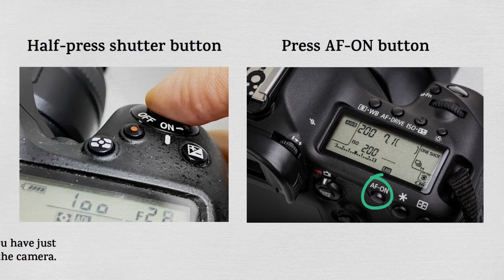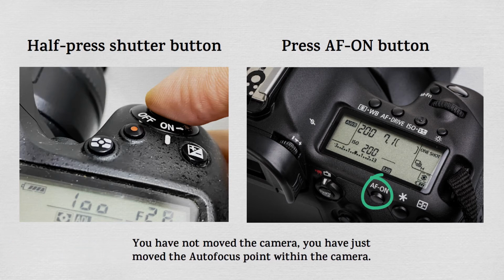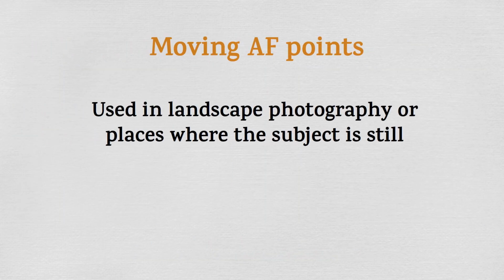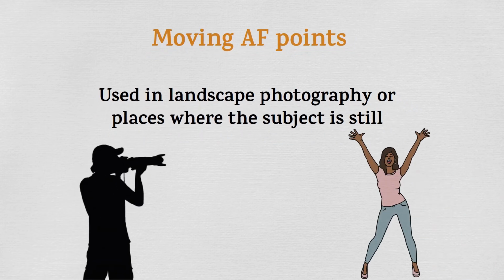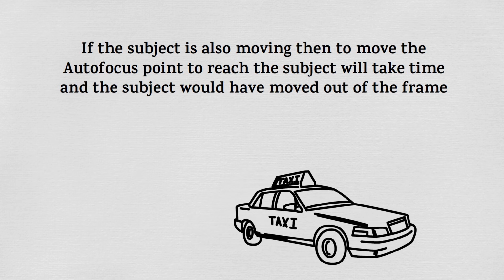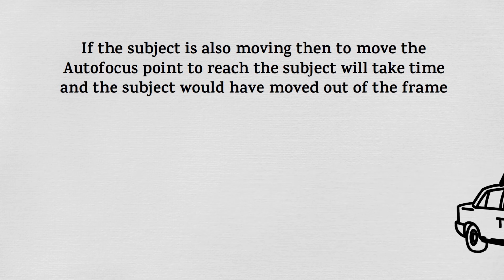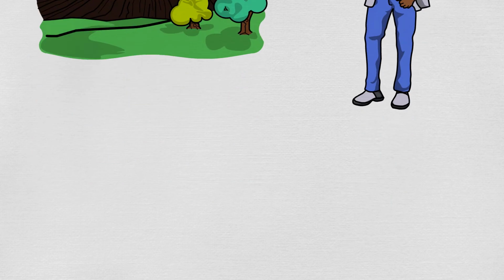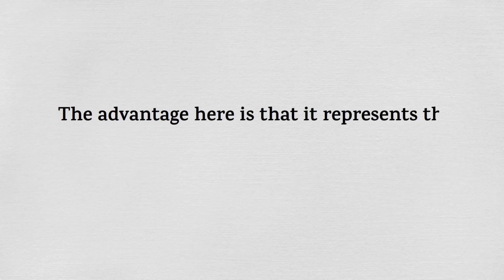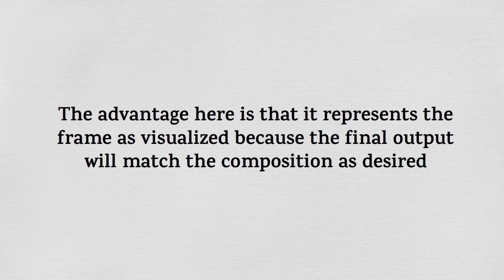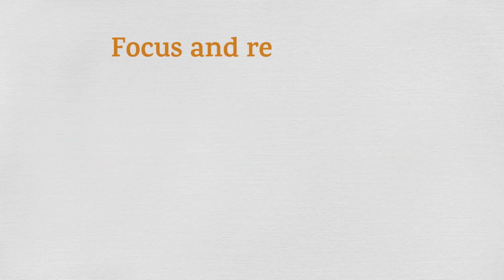Now you have not moved the camera, you have just moved the autofocus point within the camera. Now this is possible when you are doing landscape photography or places where the subject is still. For example, somebody is posing for you. Because if the subject is also moving, then moving the autofocus point to reach the subject will take time, and the subject would have moved out of the frame. So it is used usually in landscape photography or places where the subject is still. And the advantage here is that it represents the frame as visualized, because the final output will match the composition as desired.